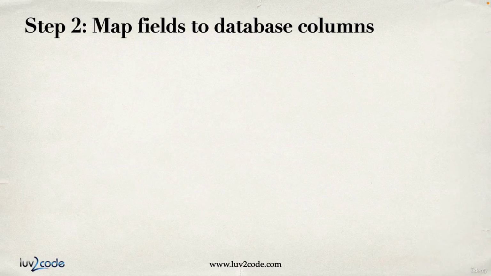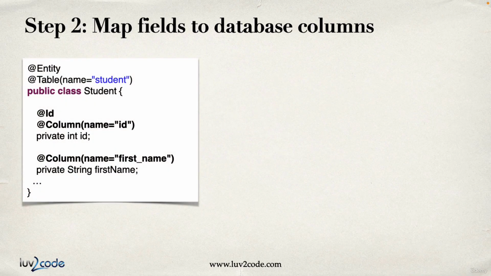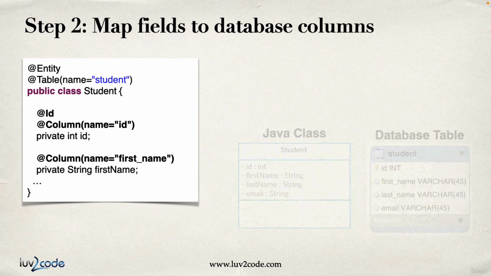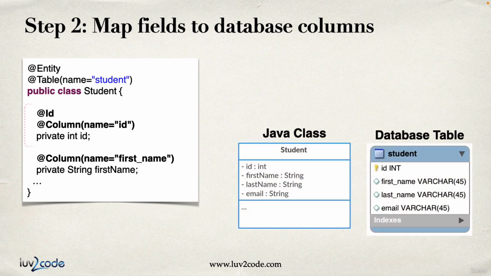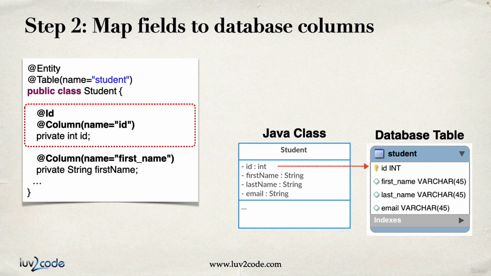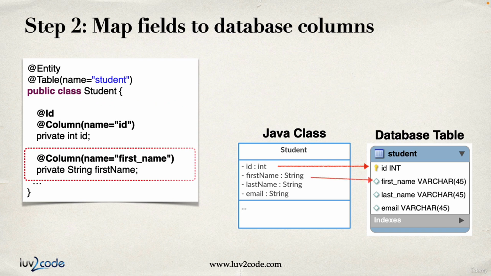That's the name of the database table that we're mapping this given Java class to. And then in step 2, we map fields to database columns. Here we have this class called Student, and we need to map these given fields to the appropriate database columns. I can do that by making use of the Column annotation. Here I have Column name equals ID. That's the name of the actual database column. For the next field, first name, I have Column name equals first_name. Notice the different spellings between the Java class and the actual database column name, and we annotate those accordingly.